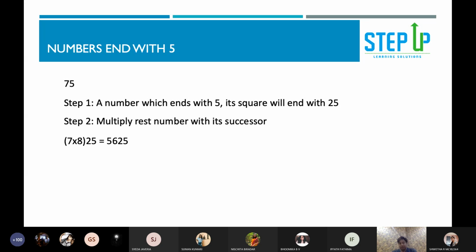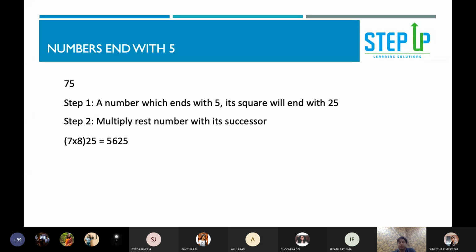What do we have to do about 7? We have to multiply the rest of the number. Here we have 2 digits; it might be possible to have a 3-digit number as well. So we multiply the rest of the number with its successor. Here from 5 we get 25. We are left with 7. What is the successor of 7? 8. We multiply 7 by 8, you get 56. So that should be your answer, that is 5625. Is it clear?